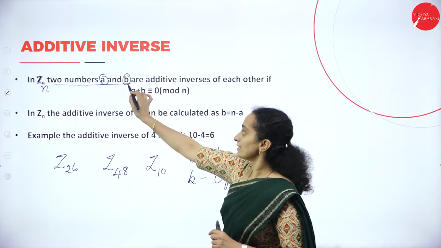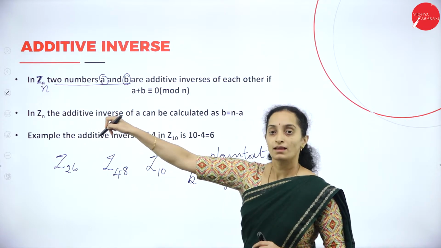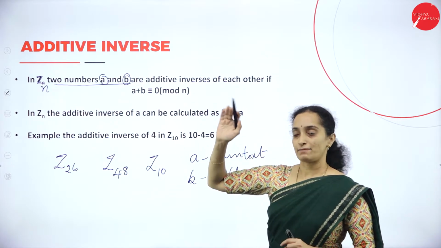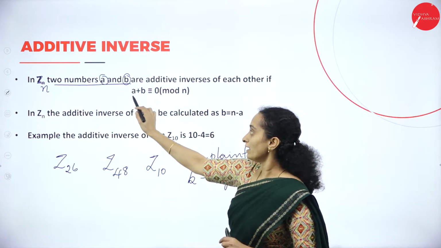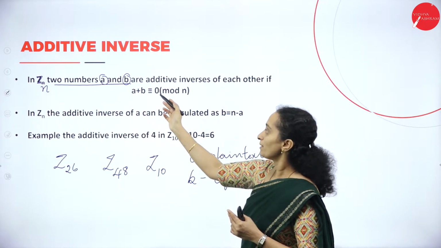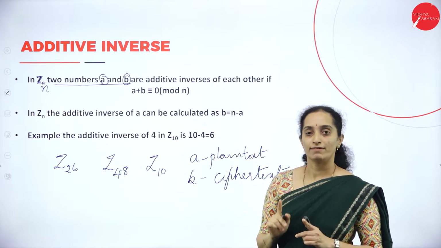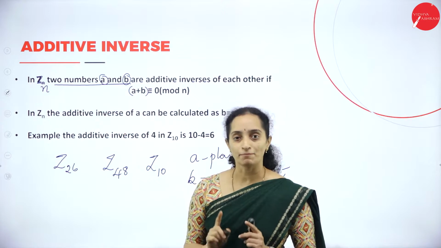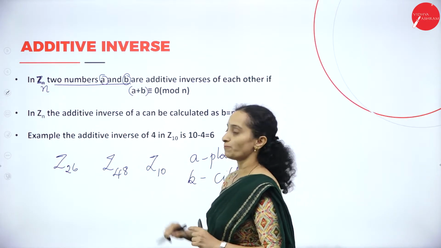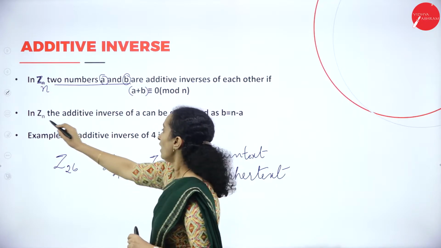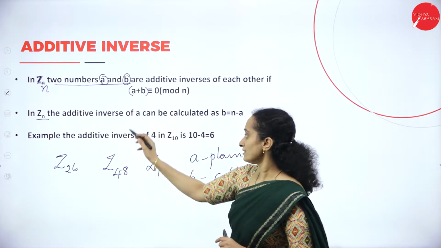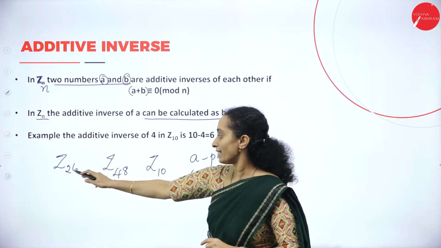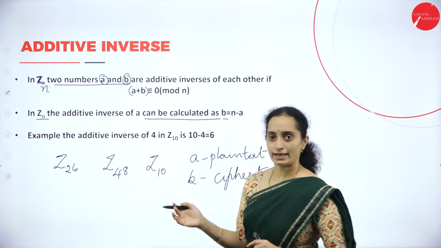If B is an additive inverse of A, they can be called additive inverses of each other when the addition of both the values becomes equal to 0. When performed with the mod operation, the addition of these 2 numbers must become 0. How do you calculate this additive inverse? B equals N minus A, so N minus A for any A value.